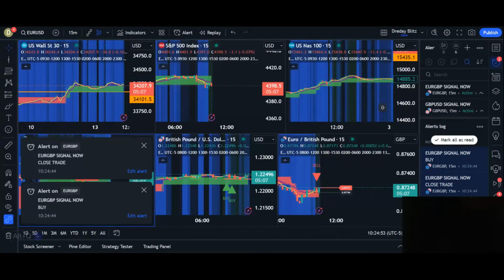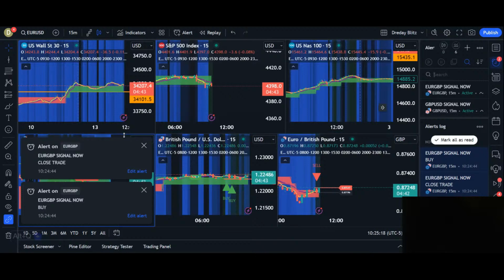Okay, Leon, let's see here. Please clarify where to put stop loss on buy signal on US 30. Should I put it below previous Renko bar? Okay, let's look at it. Let me go back.